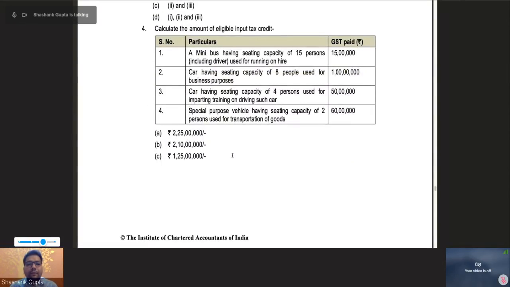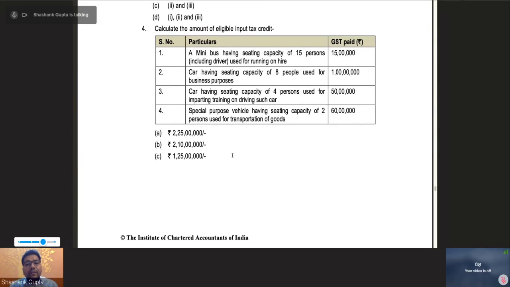Next is question number 4. Calculate the amount of eligible input tax credit. This again, I want all of you to give your answers. A minibus having seating capacity of 15 persons, including driver, used for running on hire, GST paid is 15 lakh. Car having seating capacity of 8 people used for business purpose, GST paid as 1 crore rupees. Wow, 1 crore rupees is GST, so must be a Rolls Royce.